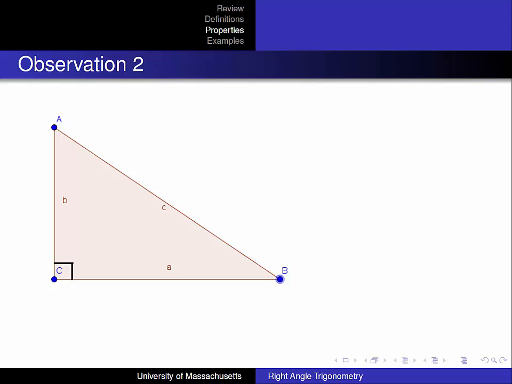Now, a second observation. If we're given this right-angle triangle here, first off, we know that the angles of a triangle sum to 180 degrees. So that tells us that since angle C is 90 degrees, the sum of angles A and B is also 90 degrees. In other words, A and B are complementary angles.